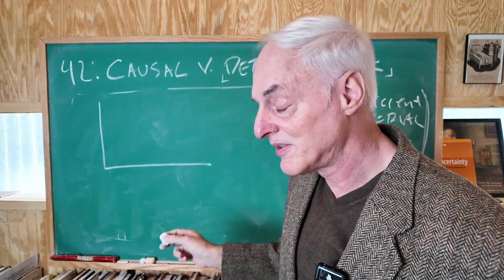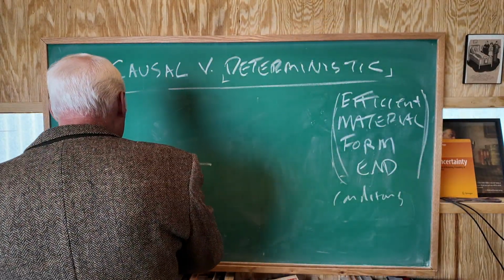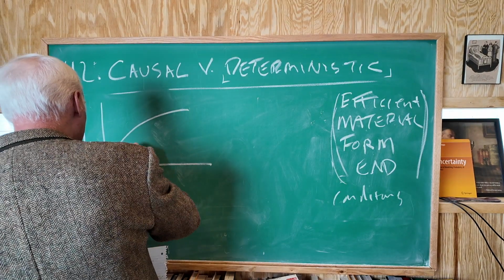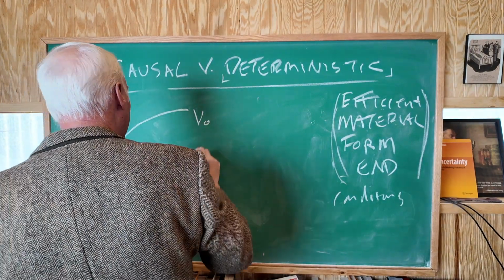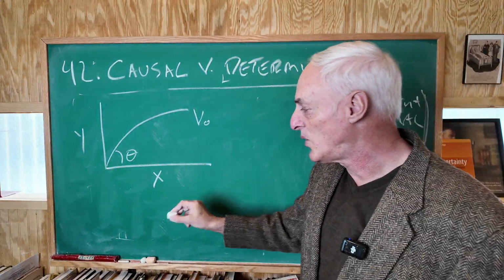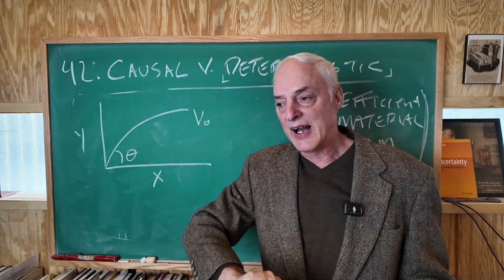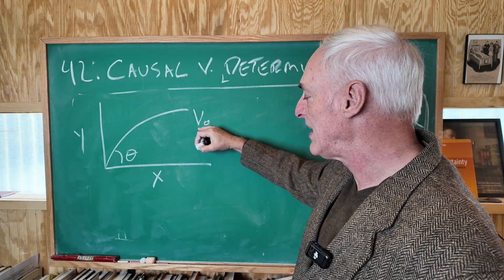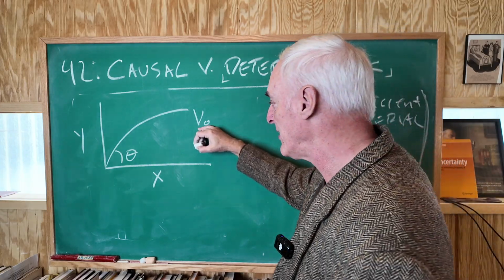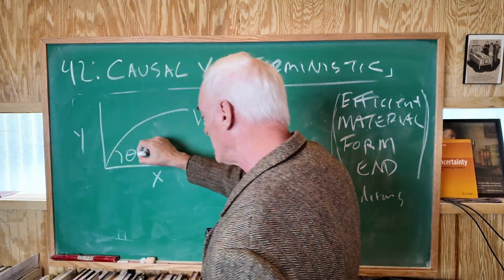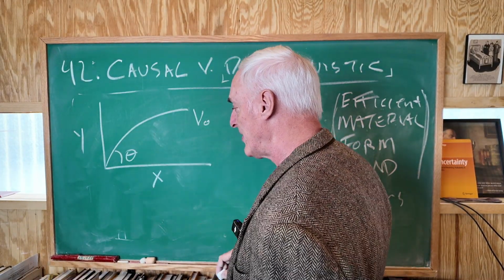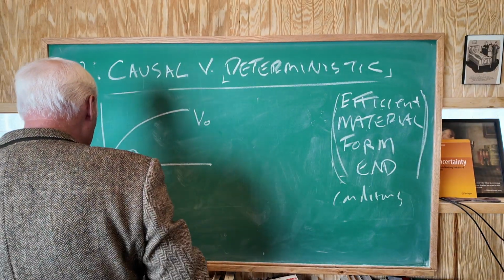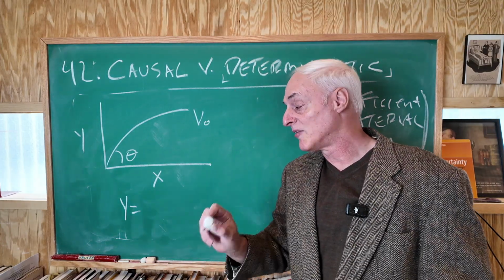People don't love math, but my listeners like math. So here is an equation for an object launched with an initial velocity v0 at an angle with respect to x of theta. And I'm going to give you the equation that determines the height of y.